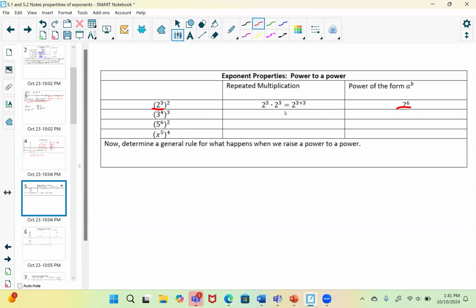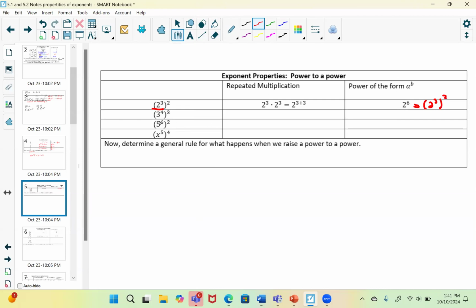I want a shortcut. So 2 cubed squared means I'm doing 2 cubed times 2 cubed. I'm multiplying it by itself. And again, we're not going to make these numbers. We're just going to use this to show the property. And so we learned when we multiply things with the same base, we add the exponents. So this is really 2 to the 3 plus 3, which is 2 to the 6. And so again, this is equal to 2 cubed to the second. These are the same thing.